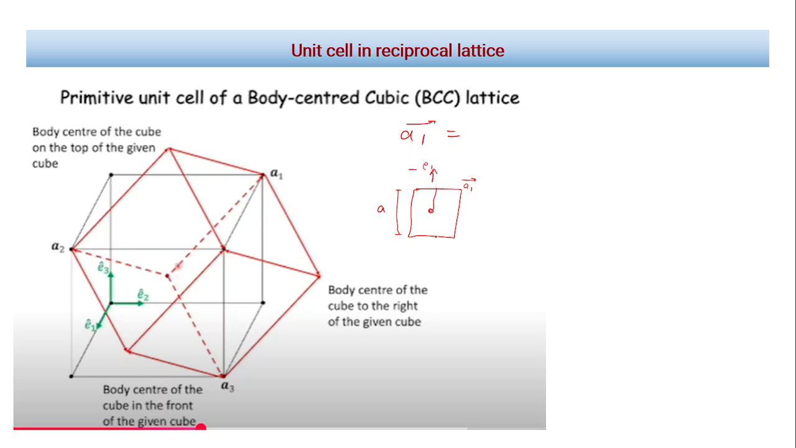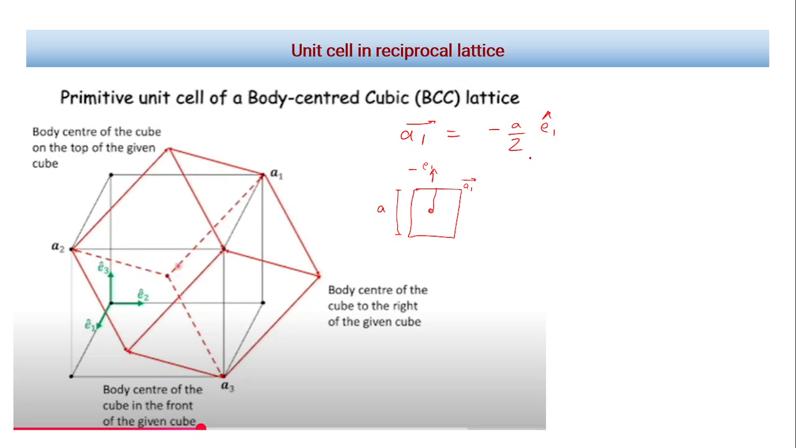Minus E1 direction I have to move. So A1 has magnitude A by 2 and direction minus E1. Instead of E1 we can take X, Y, Z or anything. Okay, so this is just going from the conventional unit cell to the primitive unit cell. For the conventional unit cell we had A1, A2, A3 as our lattice vectors. In the primitive unit cell we have E1, E2, E3, and we are just making the relation between A1, A2, A3 and E1, E2, E3. That's all we are doing.